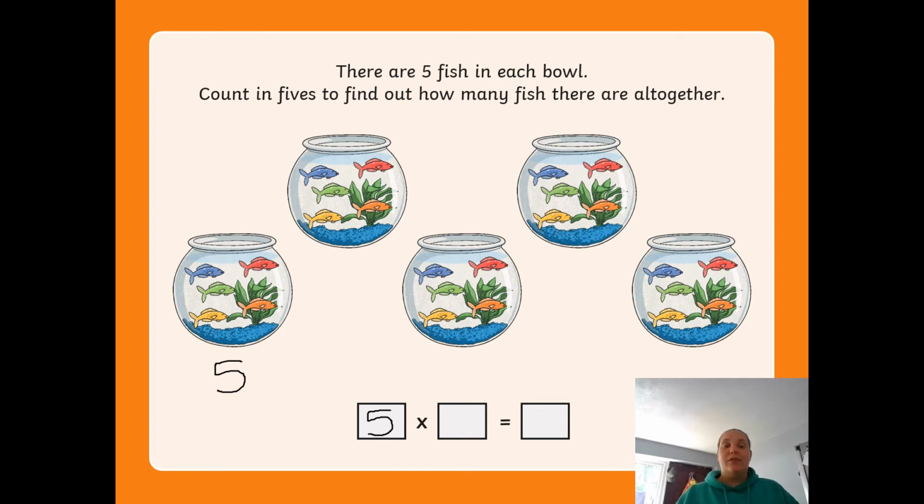So each fish bowl is equal and we've got 5 fish. So let's count in groups of 5 until we arrive at the answer. So we've got 5 fish bowls and there are 5 fish in each one. So we've got 5, 10, 15, 20, 25. So my answer to 5 times 5 is 25. So if I just flick through, we can see the right answers.